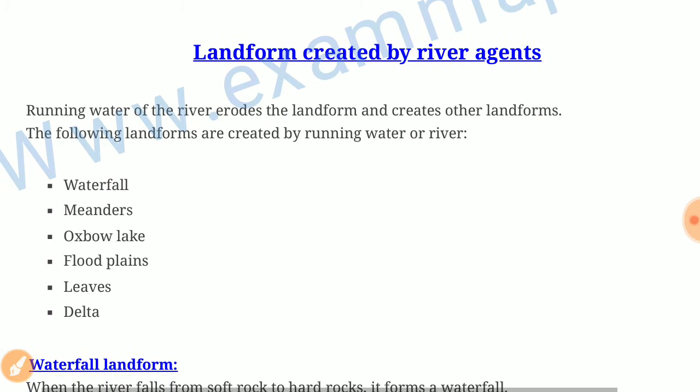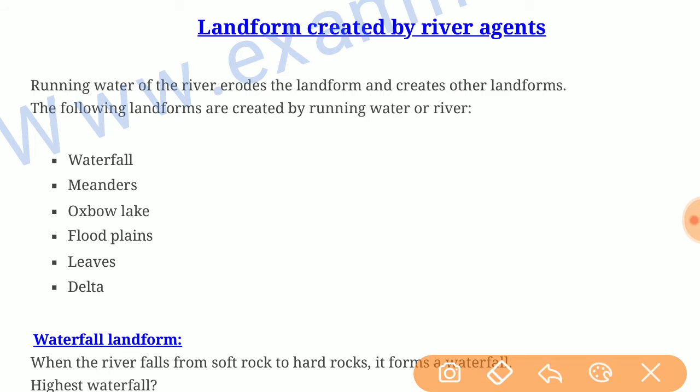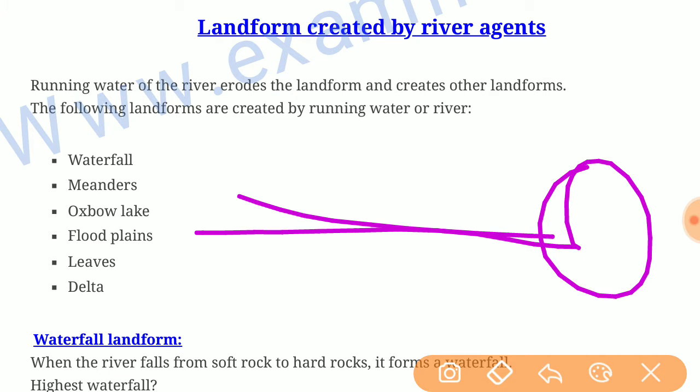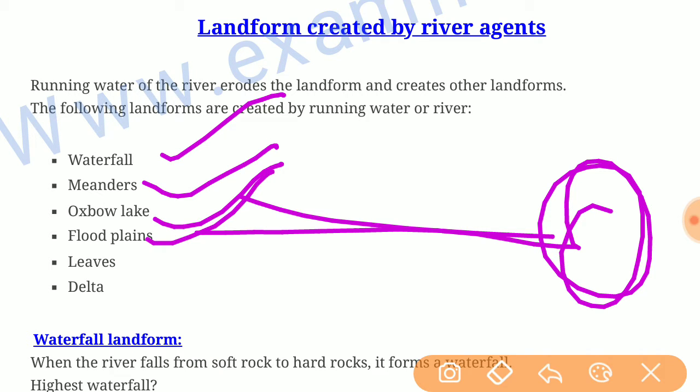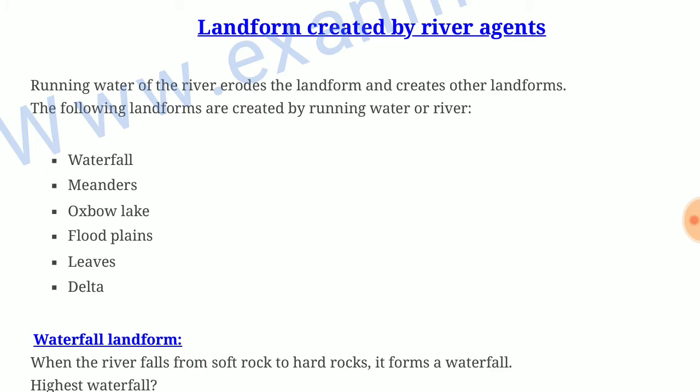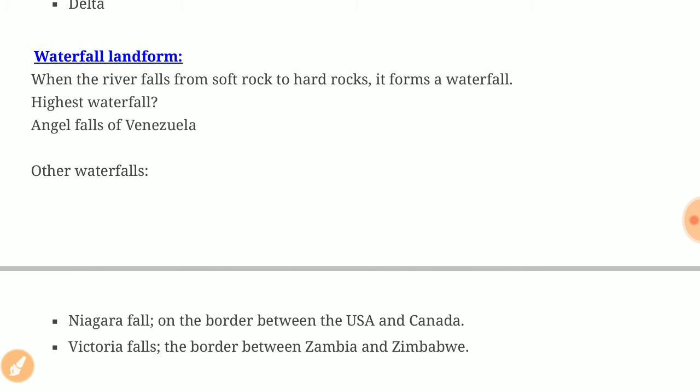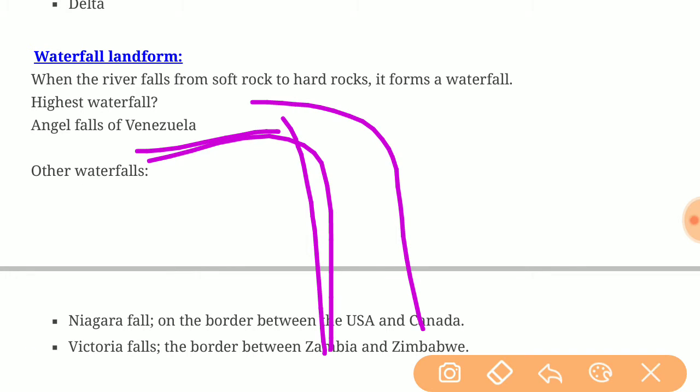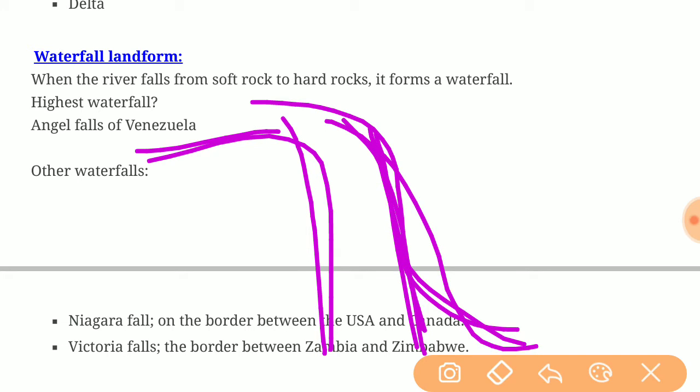Now, landforms created by river agents. Running water of a river erodes the land and creates other landforms. The landforms created by running water or river are waterfalls, meanders, oxbow lakes, floodplains, levees, and deltas. Waterfall landforms. When the river falls from a hard rock to soft rock, it forms a waterfall.